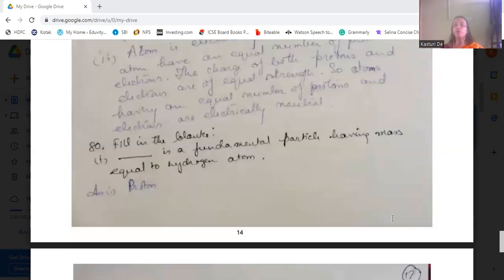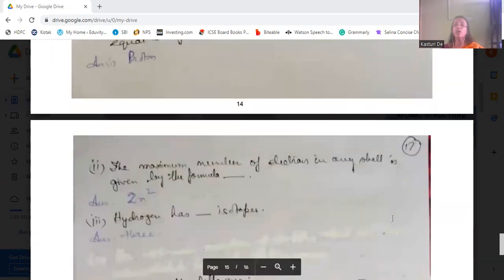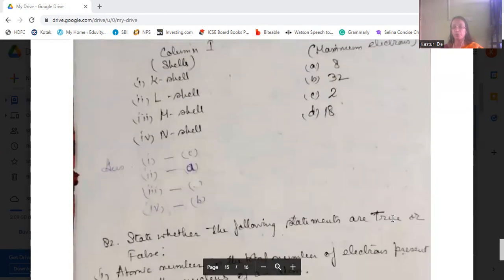Now we come to the fill in the blanks. Proton is the fundamental particle having mass equal to the hydrogen atom. The maximum number of electrons in any shell is given by the formula 2n squared. Hydrogen has 3 isotopes.